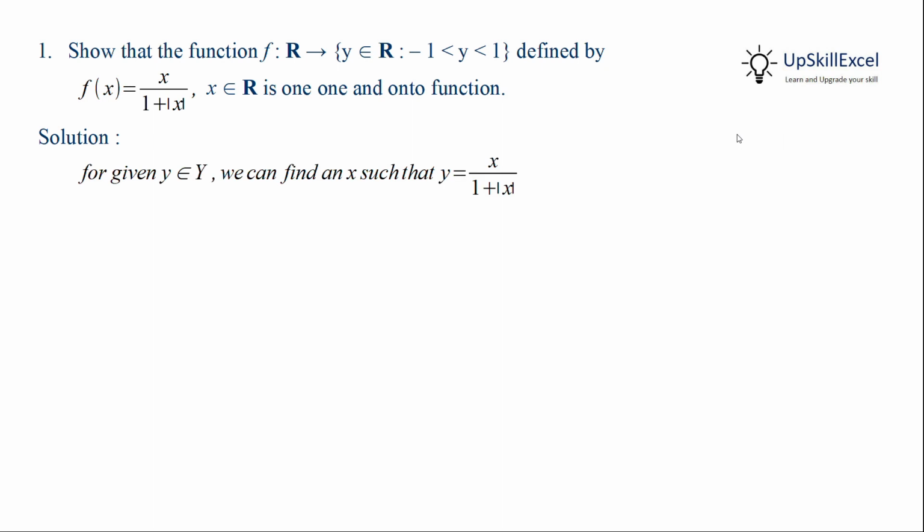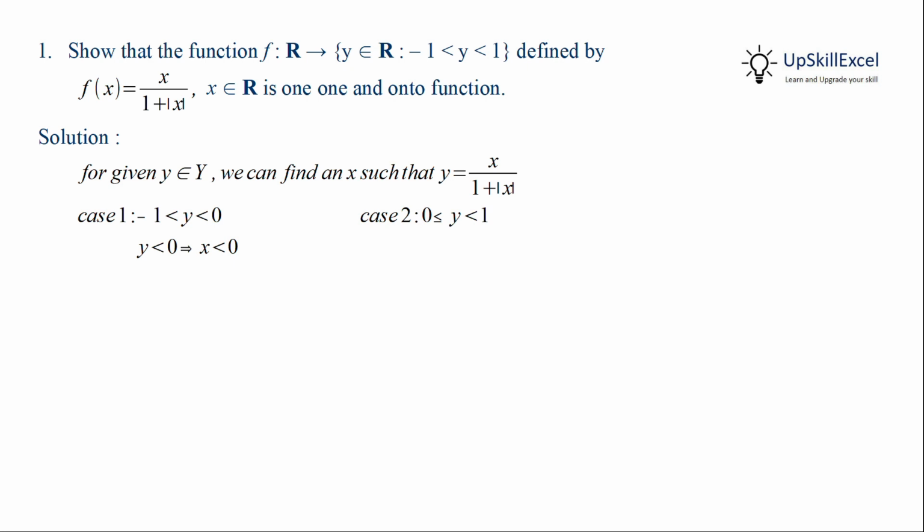For onto function, we have to prove that for any given y belonging to the interval, we can find an x such that f of x equals y. Now if we look at y, it belongs to the range of minus 1 to 1. So we can divide it into two parts, case 1 where y is less than 0 and case 2 where y is greater than 0. Now if we look at f of x, the denominator will always be positive and the numerator will have sign positive or negative depending upon x. So y will have the same sign as x. So when y is negative, x is negative, and when y is positive, x is positive.